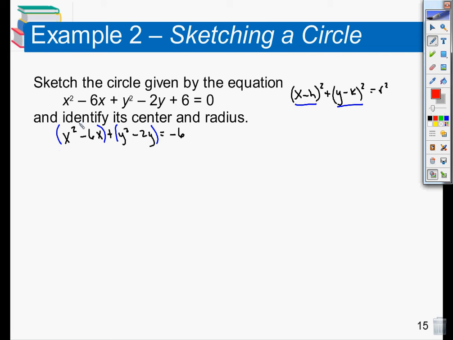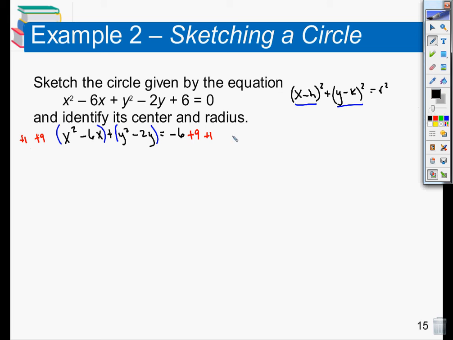On the first one, first, I take the 6, cut it in half, square it. So that gets me plus 9 on both sides. And then I'm going to complete the square over here. Take the 2, cut it in half, square it, and that gives me plus 1 on both sides.